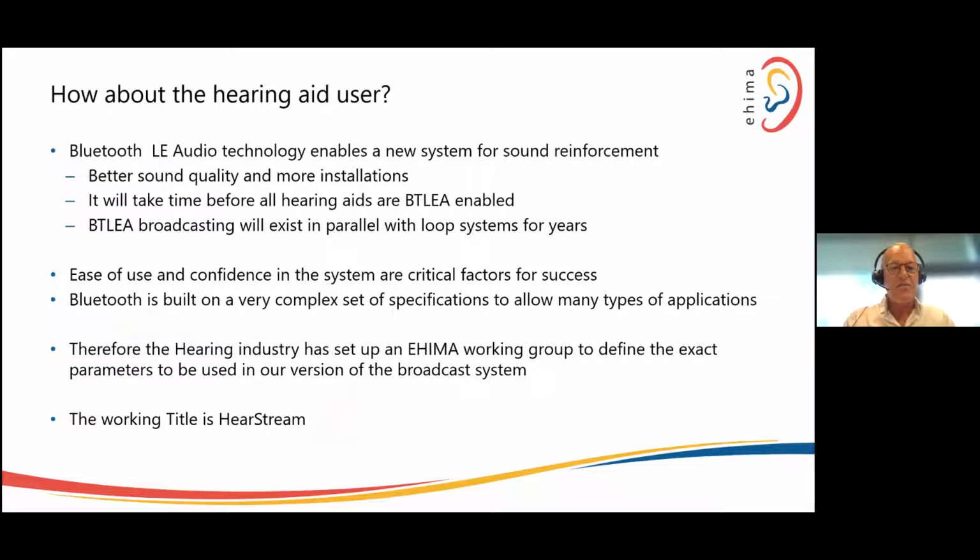So this is exciting for the hearing aid field, that we can do much better sound quality. We have a new high quality codec. We can have more installations. Of course, it's going to take some time before every hearing aid is Bluetooth LE Audio enabled. We haven't seen any of them yet, but they will come out over the coming years. And therefore, we will, of course, see the Bluetooth broadcast system grow in parallel with the loop system for a number of years. Ease of use and confidence in the system are critical factors for success here.